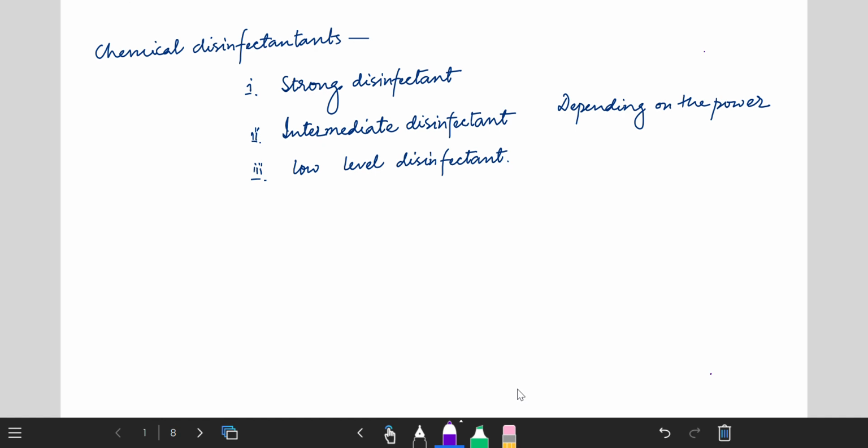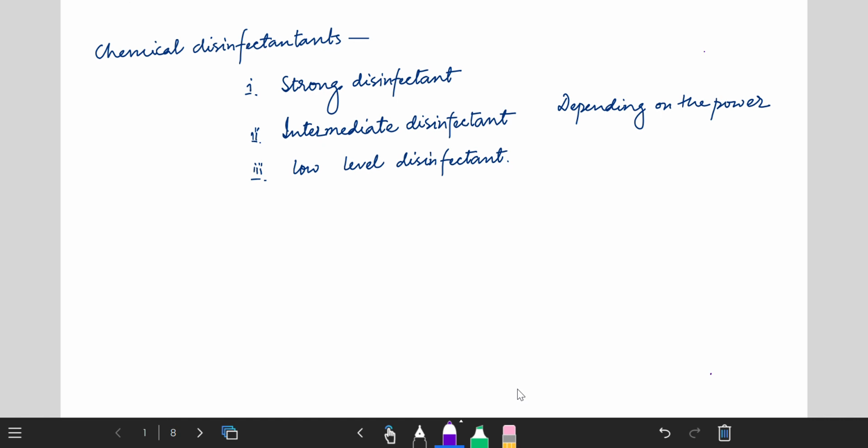Strong disinfectant means it can kill fungi, vegetative cells, endospores, etc. Intermediate level means these disinfectants are only effective against certain viruses and endospores, and low level disinfectants are ineffective against endospores and can kill only some of the viruses. So depending on the power, the use will depend. It means the measurement of the power of disinfection is required to ensure the proper application of that particular disinfectant.